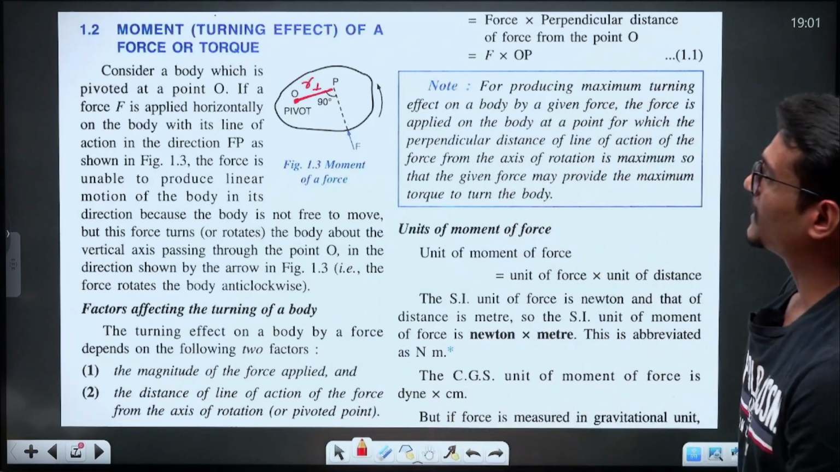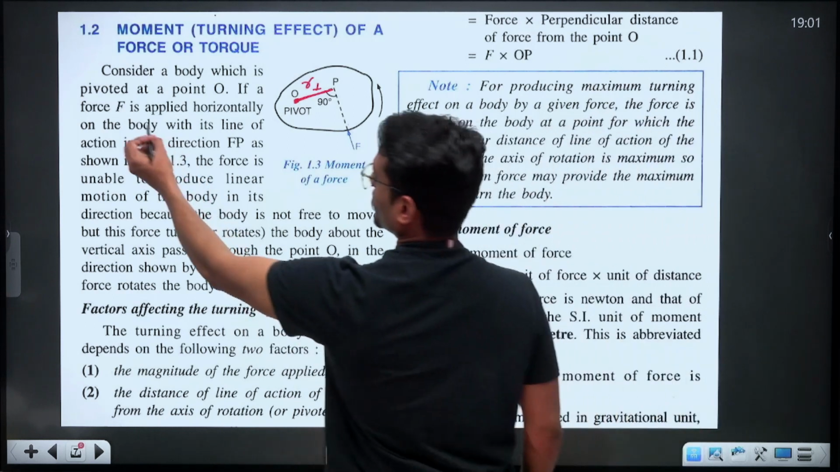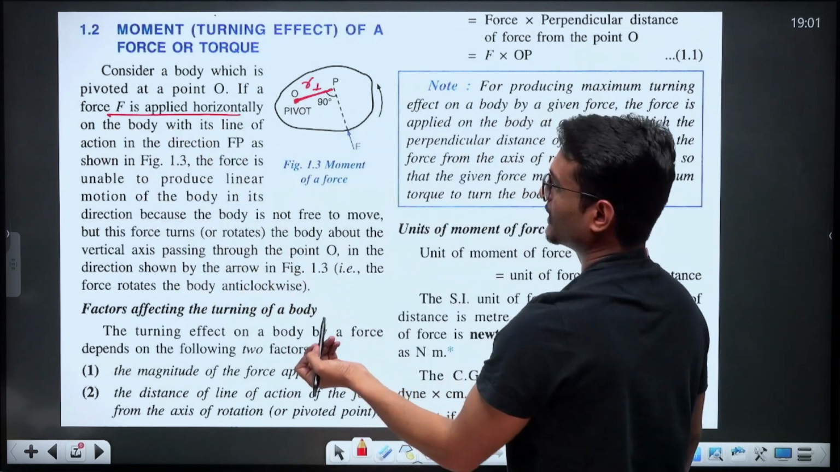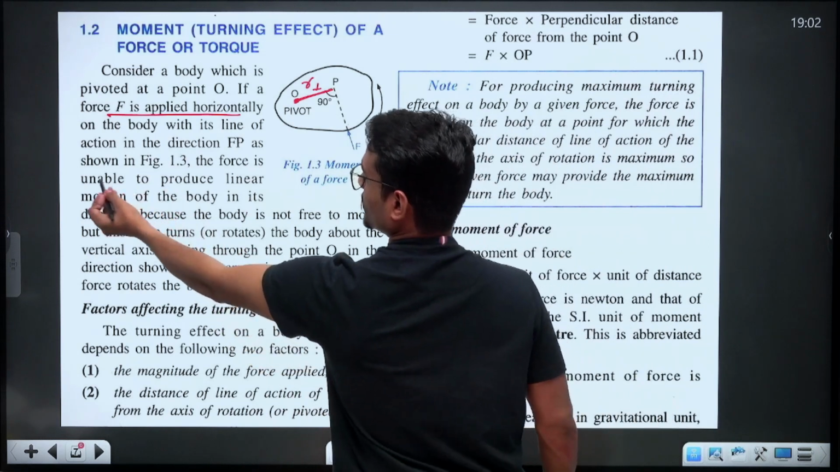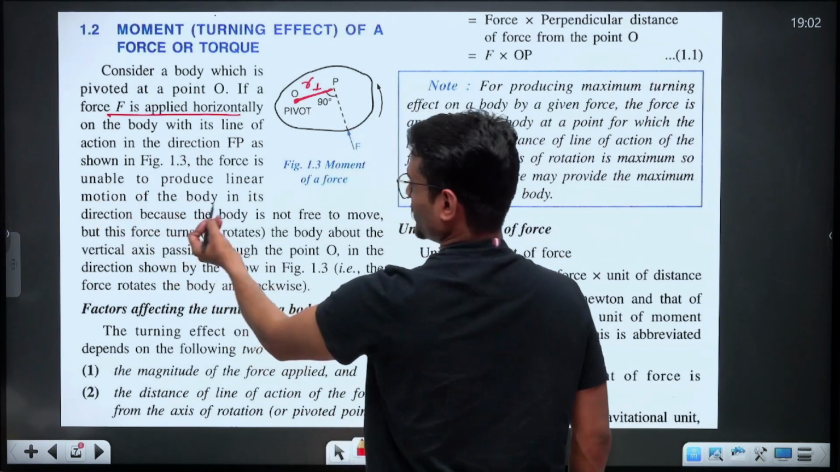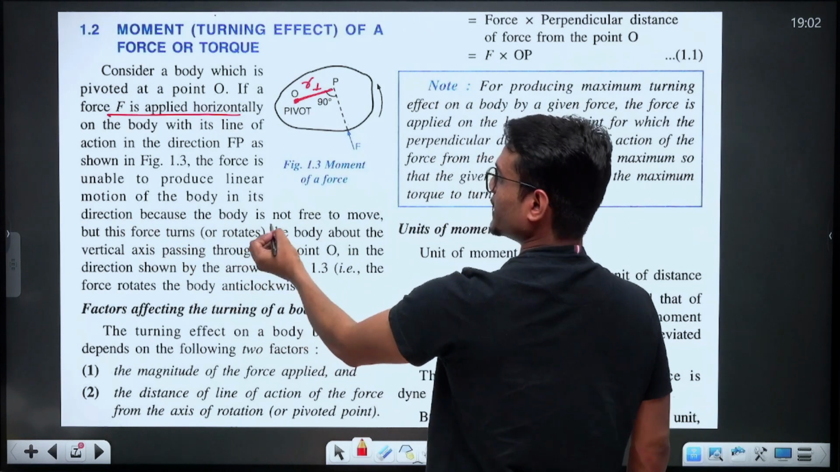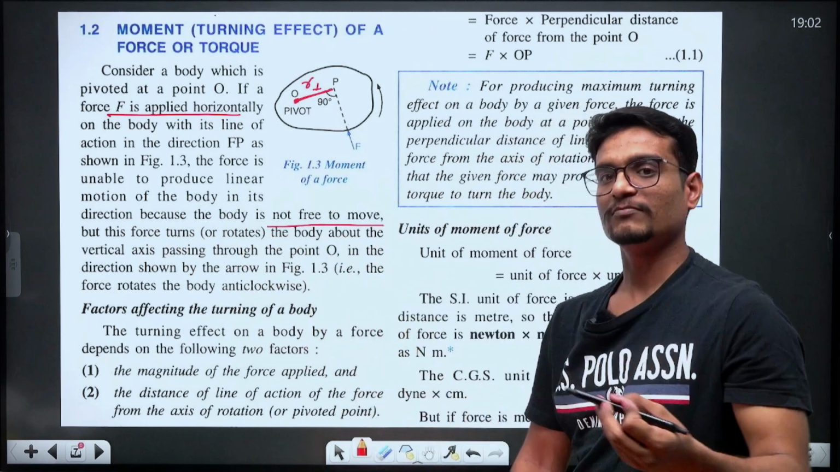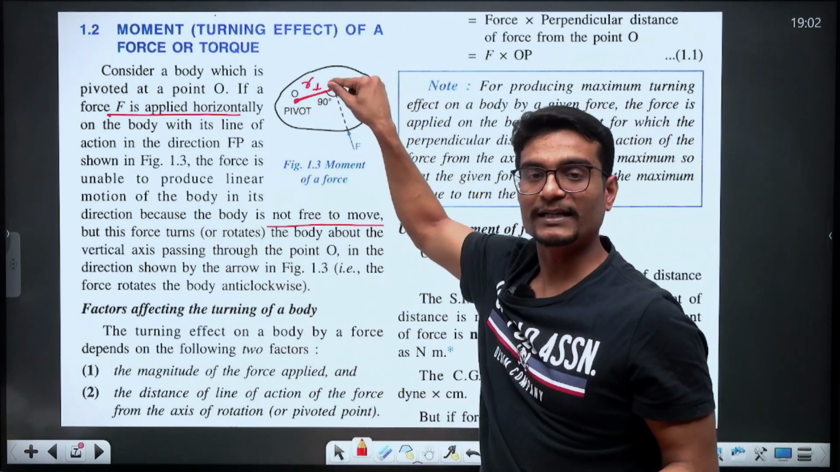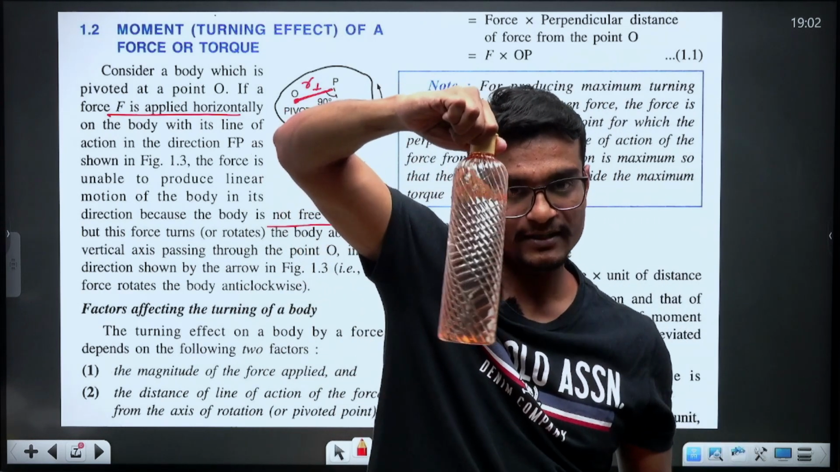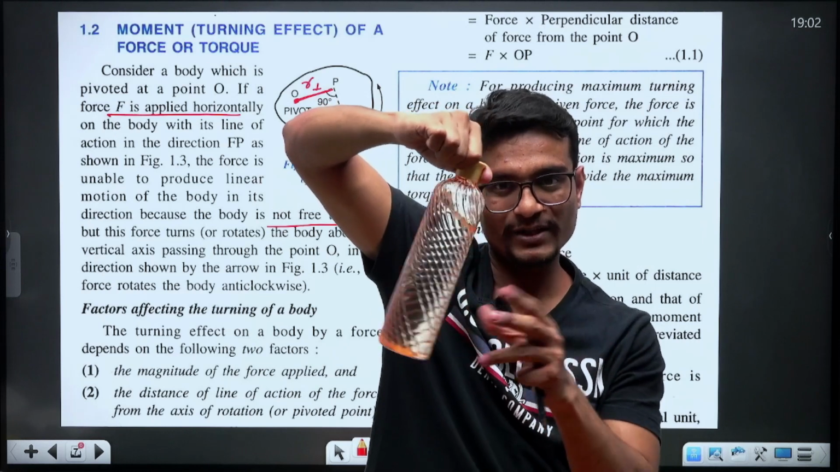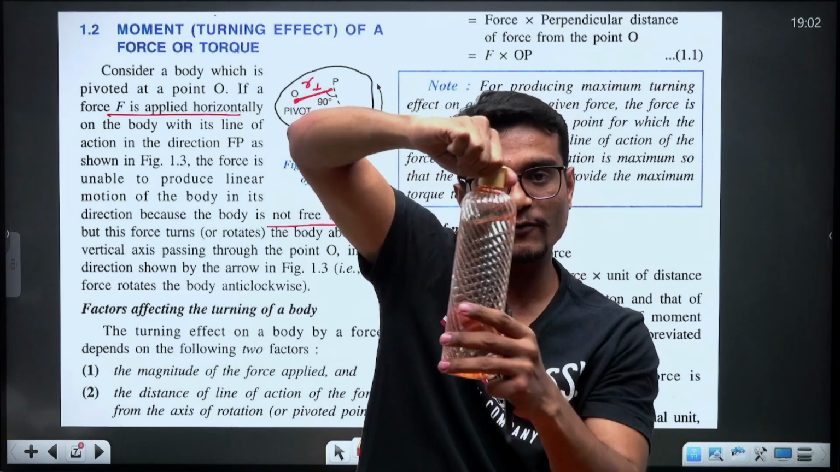Now, the force F is applied horizontally. Then the important word is the force is unable to produce the linear motion of the body in the direction because it is not free to move. So the body is pivoted. It is not like this water bottle. I have fixed it here. So if I apply the force, the body is not able to move because it is pivoted here.